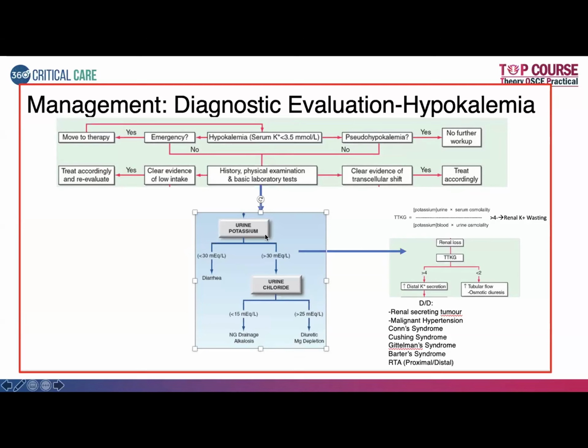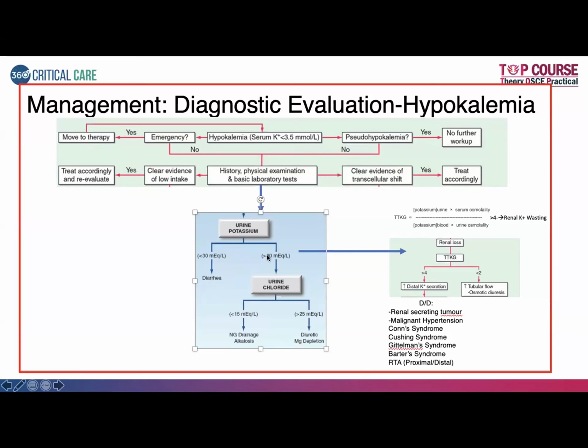Next step would be to look into the urine potassium. If the urine potassium is low, that means there is an extrarenal loss going on. Example, diarrhea, or patients with excessive sweating, cystic fibrosis, or something wherein there is a loss of burns. So loss of potassium in the extrarenal part.